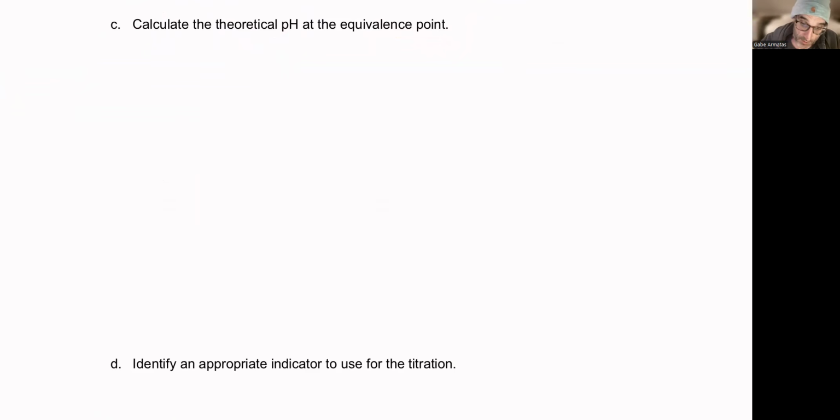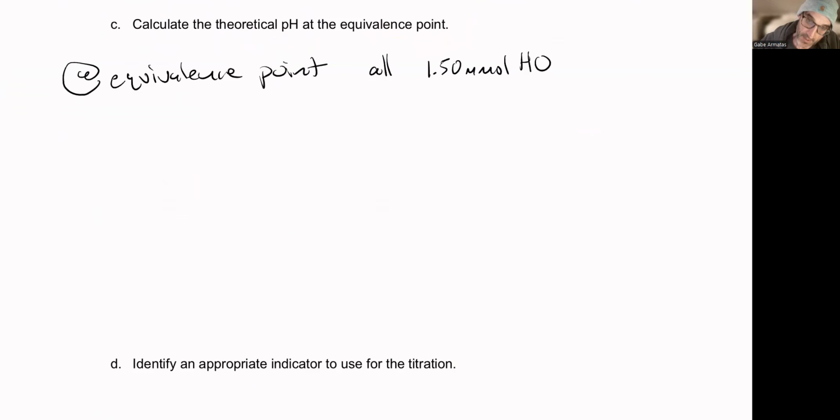This we cannot use the Henderson-Hasselbalch for. It's not a buffer problem. So at the equivalence point, we have, so all of the 1.50 millimoles of HOCN is now 1.50 millimoles of OCN minus, or the base. So this is the only thing present at equilibrium.